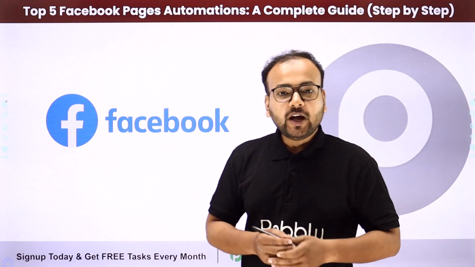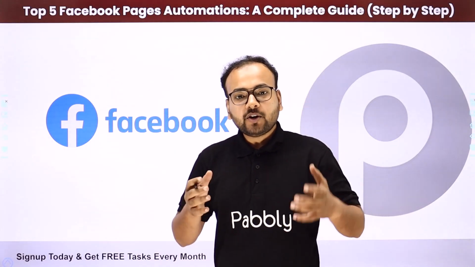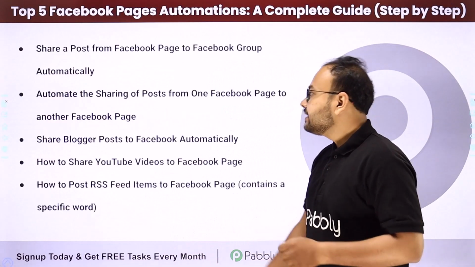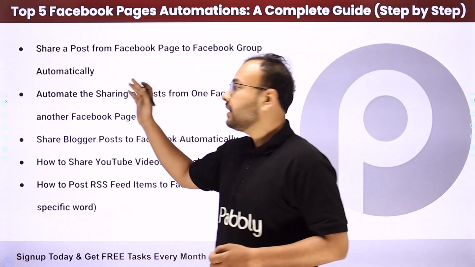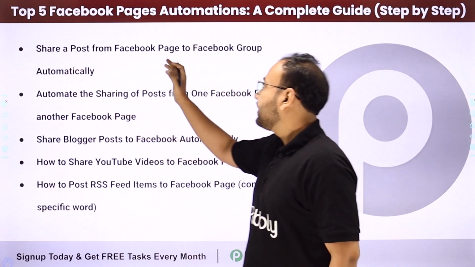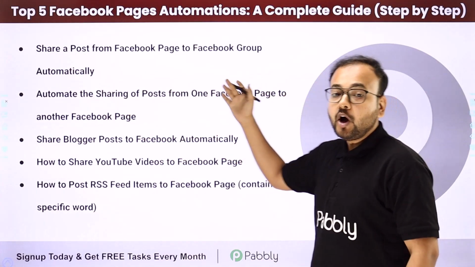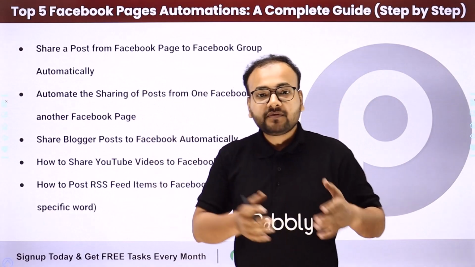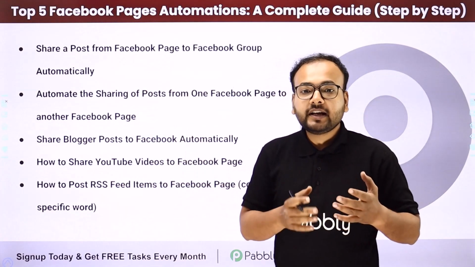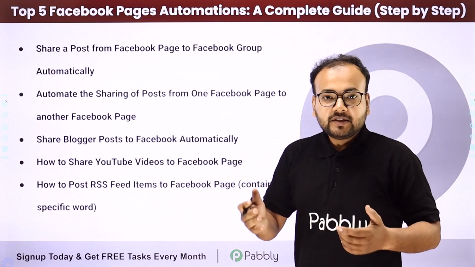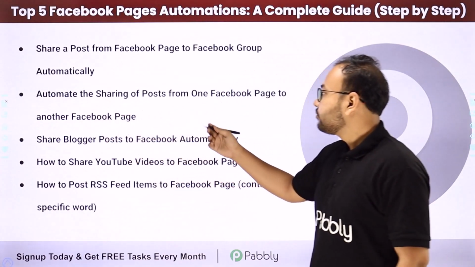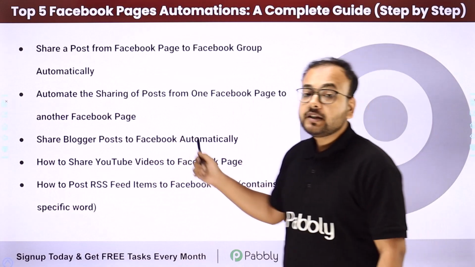So in this video, I'm going to show you the top 5 automations. Let us first see what the use cases are. So here you can see we have the list. The first one is share a post from Facebook page to Facebook group automatically. This is a great way to connect a Facebook page with a Facebook group and share the content automatically between these two places. Second one is automate the sharing of posts from one Facebook page to another Facebook page.